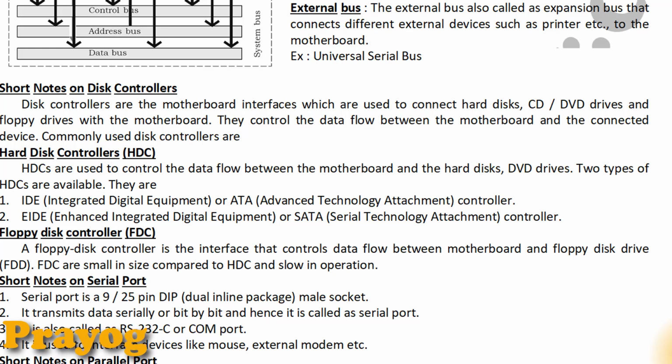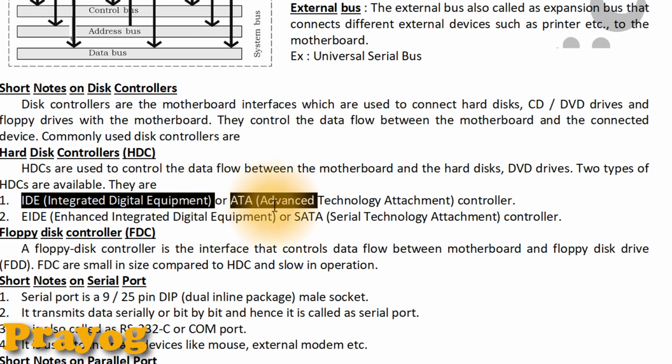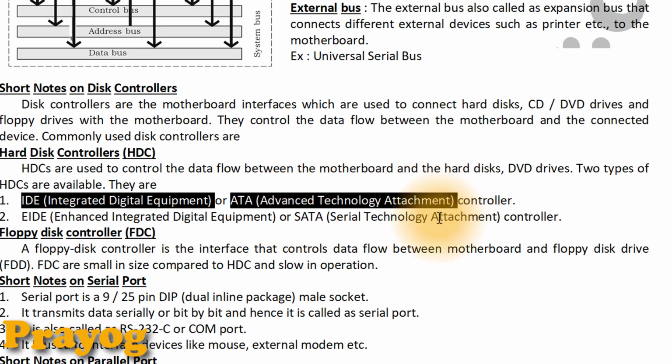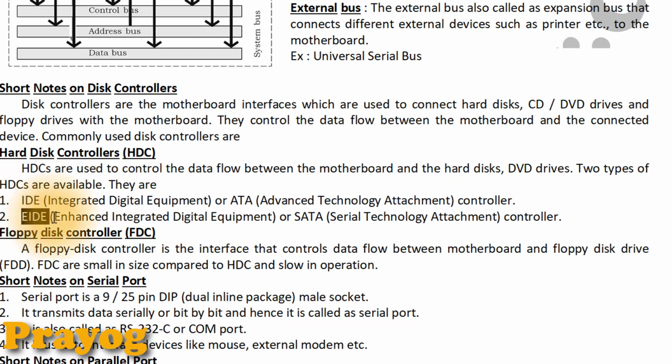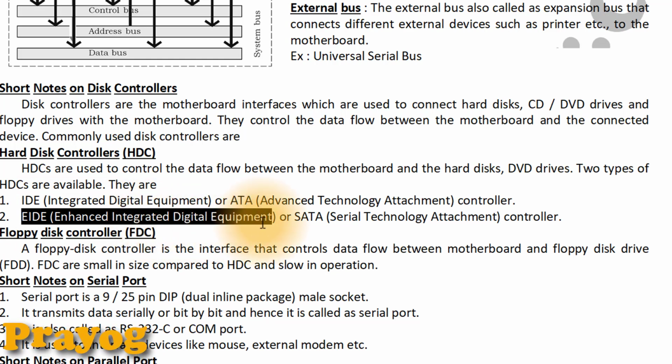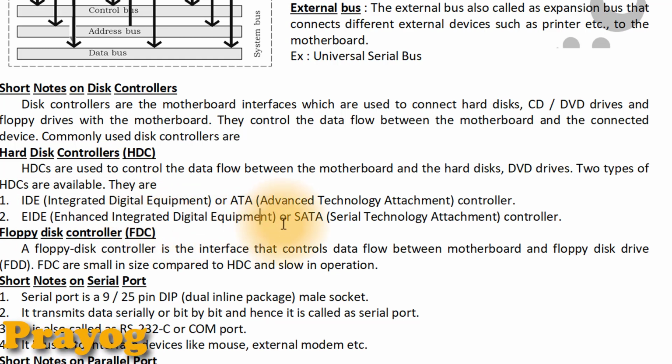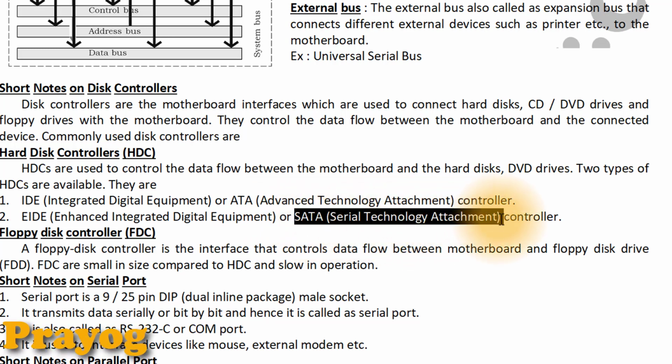Two types of hard disk controllers are available. They are IDE or Integrated Digital Equipment, which is also called ATA or Advanced Technology Attachment. The second one is EIDE or Enhanced Integrated Digital Equipment, which is also called SATA or Serial Technology Attachment.